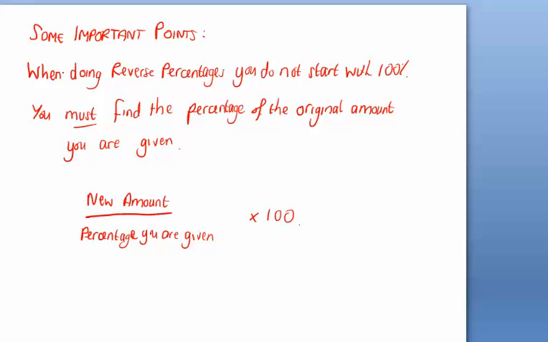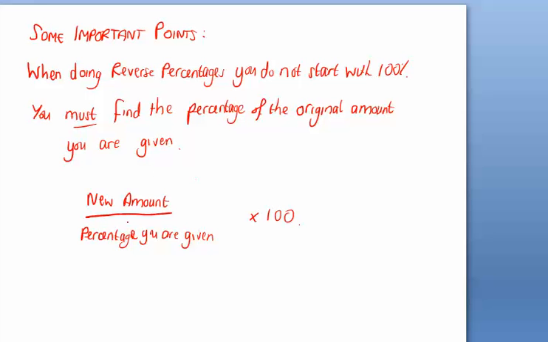Let's have a look at some of the key points on reverse percentages. When you do reverse percentages, you do not start with 100% because you're going in reverse to find 100%. You must find the percentage of the original amount that you are given. If it's a sale, you are likely to be told less than 100%. If it's a price increase or an investment, you're likely to be told more than 100%.